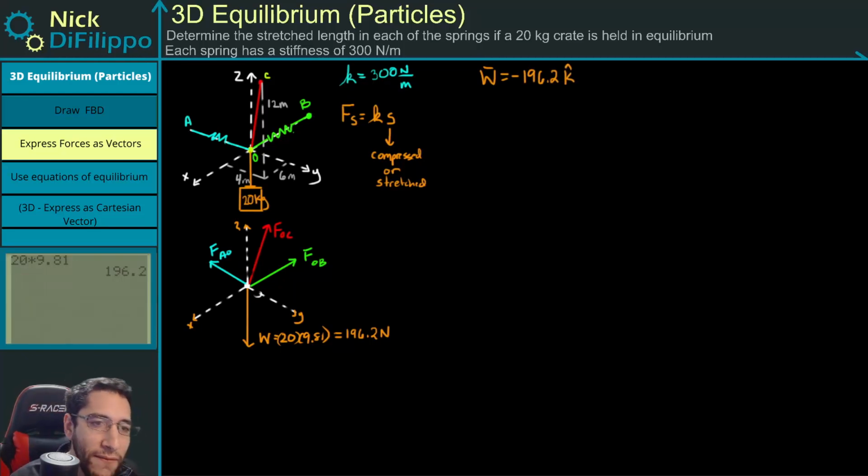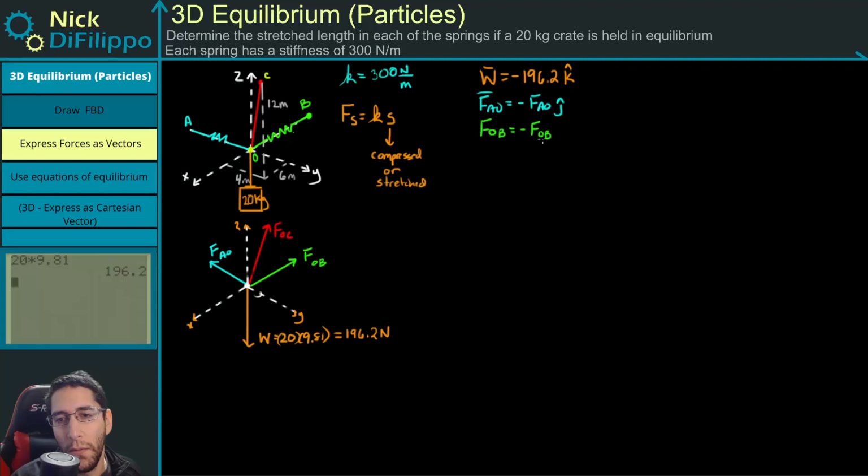Okay, let's look at F_AO. F_AO is pointing in the negative y direction, so F_AO is equal to minus F_AO, and we have a j component. F_OB is equal to minus F_OB, and it's in the minus x direction, so it's going to be an i component.